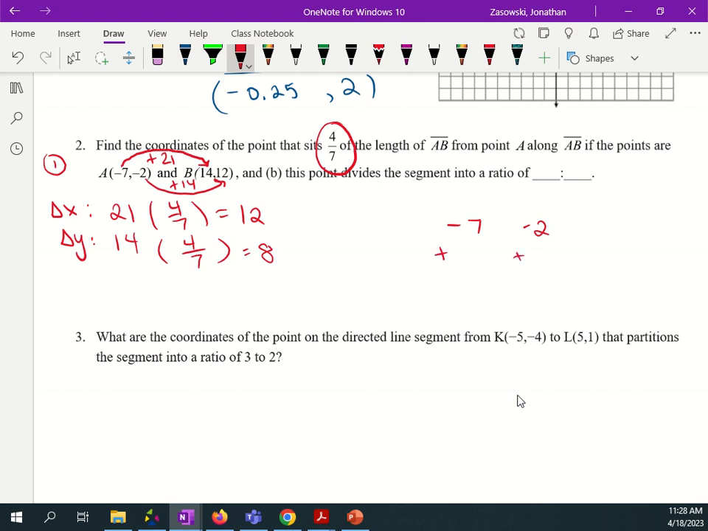Add what number to negative 7? 12, because that was the change in x. So that goes with the x coordinate. And add what to the negative 2? 8, because that was the change in y. And my new coordinate is 5.